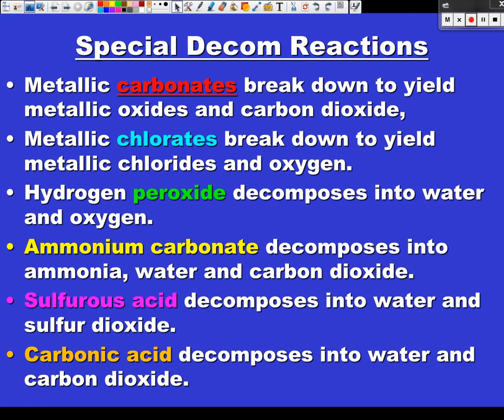Well, let me ask you before I go any further. These are decomp reactions. If we flipped it, would the same thing happen but opposite in synthesis? Okay, so the first one says metallic carbonates break down to yield metal oxides and carbon dioxide. What if I took that magnesium oxide and reacted it with carbon dioxide? What are you going to get? Magnesium carbonate. Does that make sense? So it's the same thing, it's just the opposite. So one is synthesis, one is decomposition.